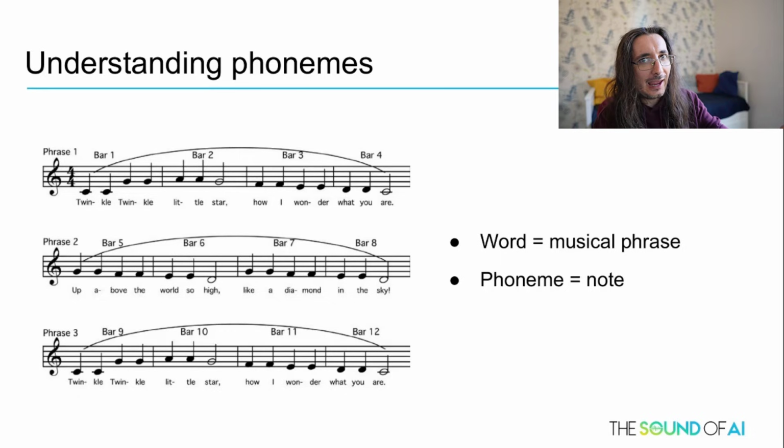Just to give you an example, and don't blame me because I'm terrible at singing, but let's go ahead with it. So, twinkle, twinkle, little star, how I wonder what you are. That would be your word, right? Your musical phrase, and the phoneme would be a single note, like twin. Twinkle is two phonemes, the same two phonemes together. So you stitch together phonemes in order to come up with the entire sound for a word.